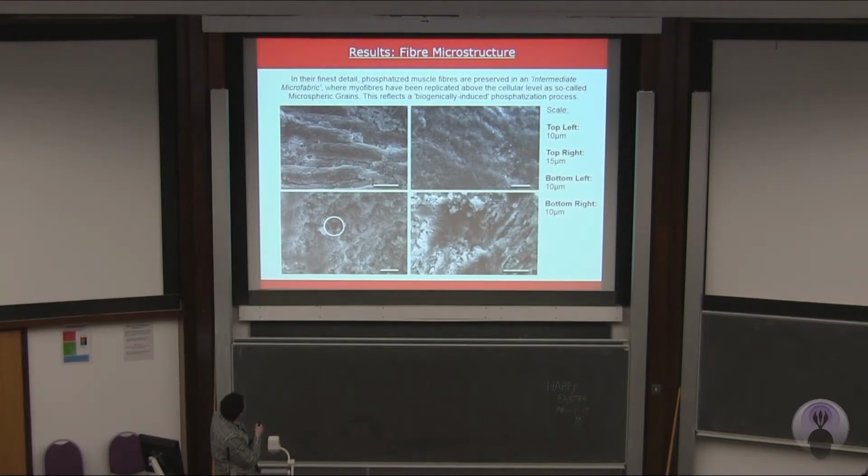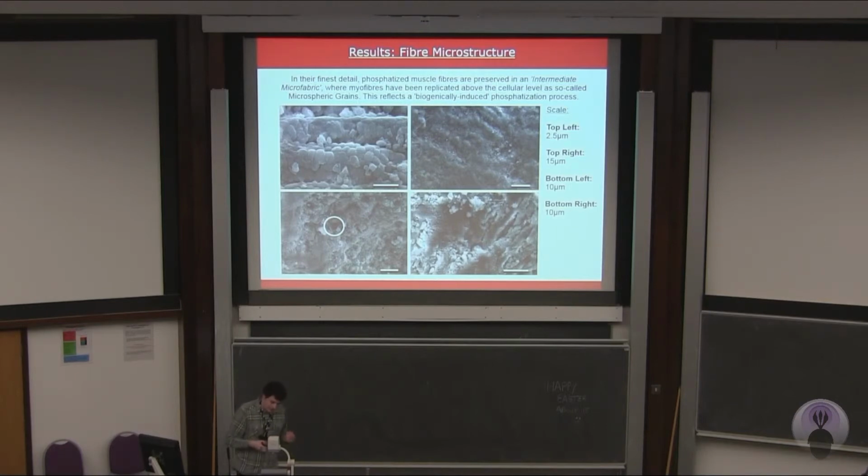well-defined muscle fibers. And if we zoom in on these, we can see that they are composed of individual phosphate grains with a kind of granular texture. Effectively, these phosphate grains consist of many other much smaller phosphate grains tightly fused together, known as microspheric grains.